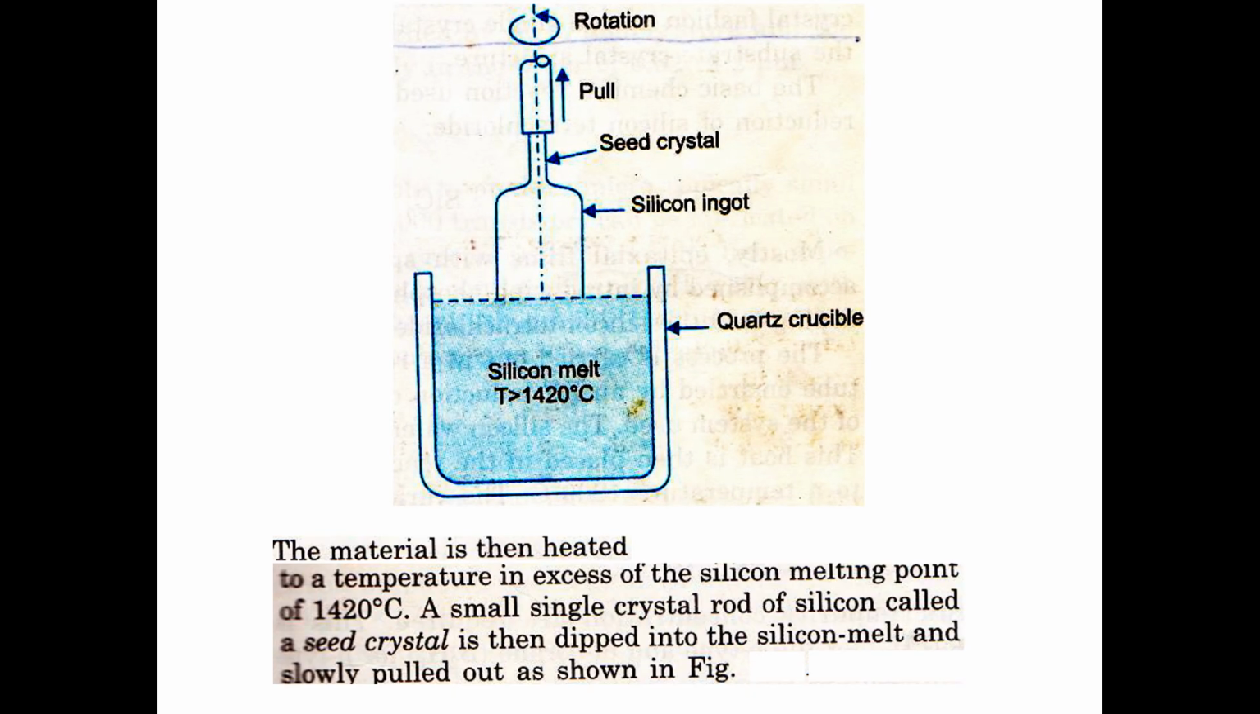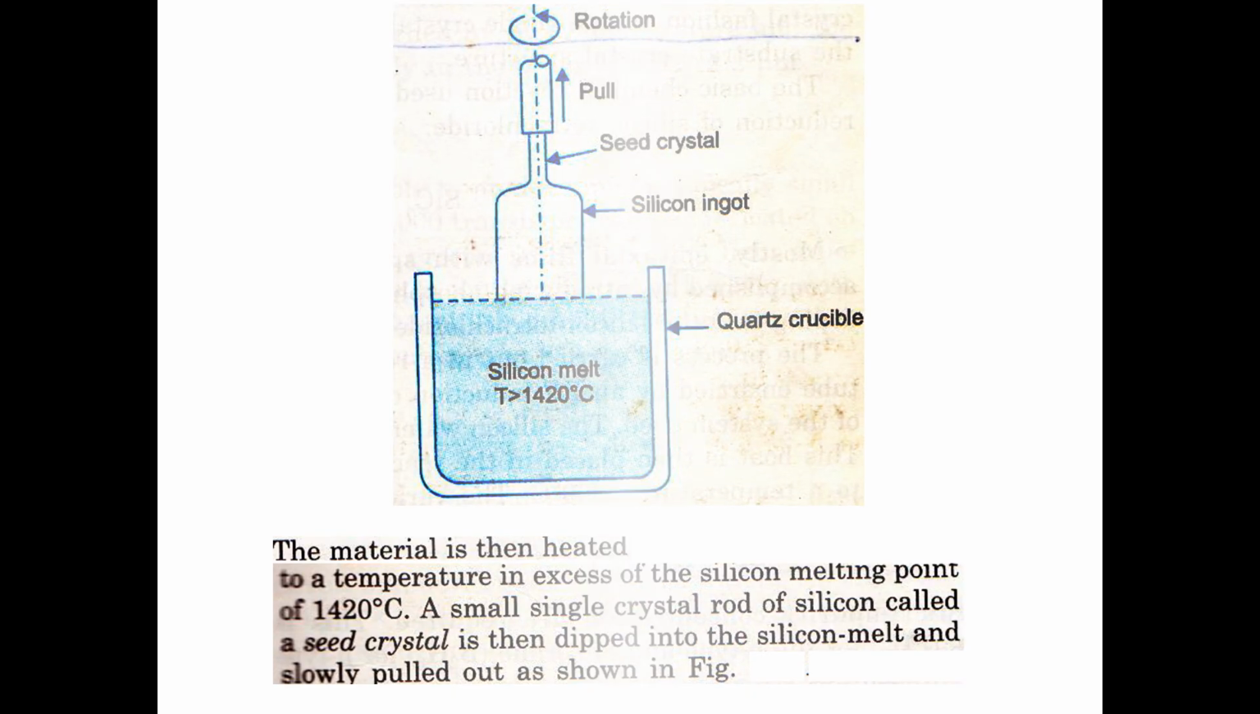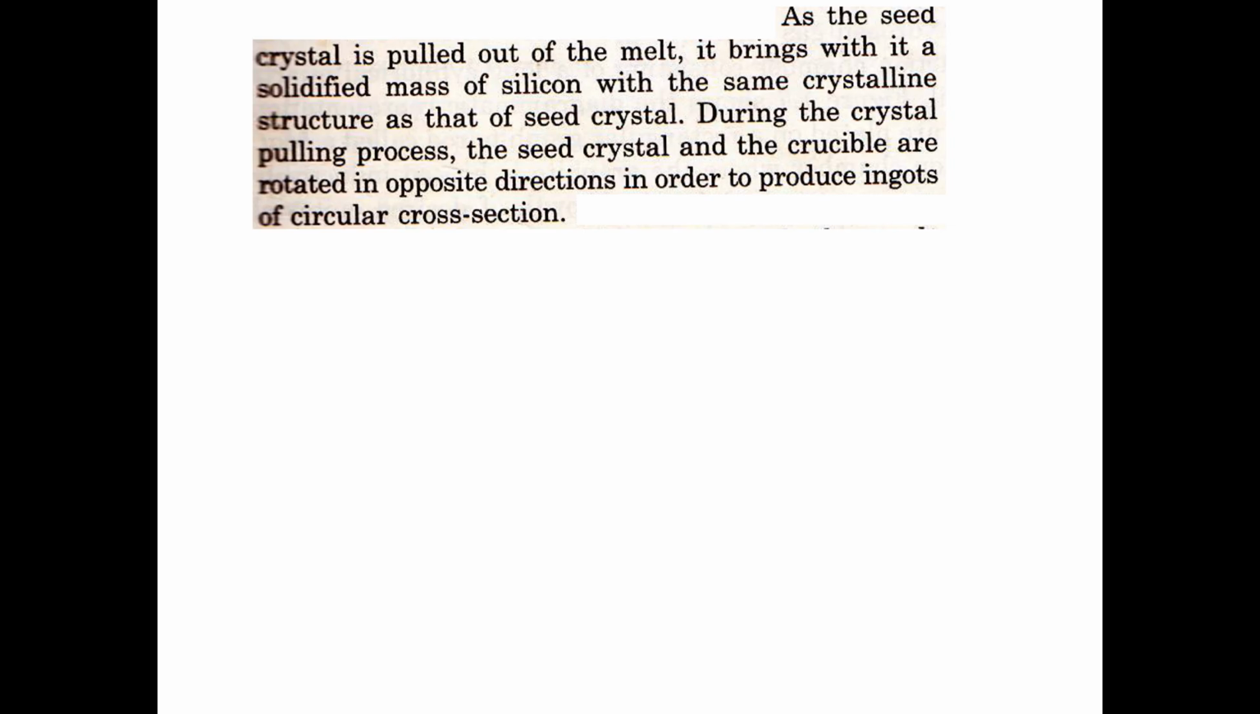1420 degrees centigrade. A small single crystal rod of silicon, called a seed crystal, is then dipped into the silicon melt and slowly pulled out. As the seed crystal is pulled out of the melt, it brings with it a solidified mass of silicon with the same crystalline structure as that of the seed crystal. During the crystal pulling process, the seed crystal and the crucible are rotated in opposite directions in order to produce ingots of circular cross section.